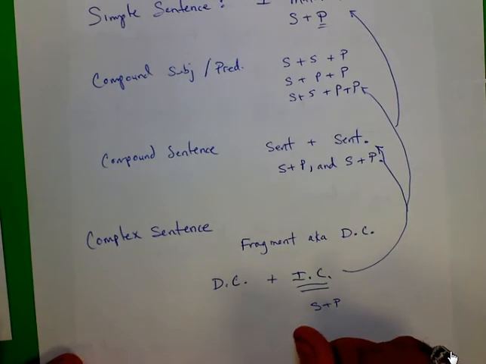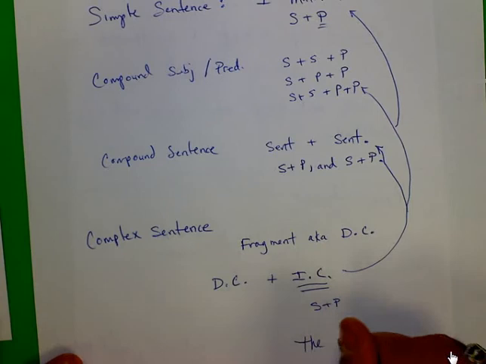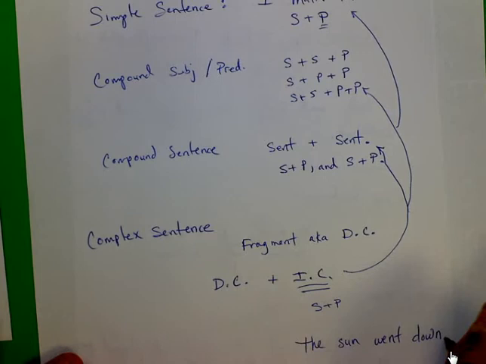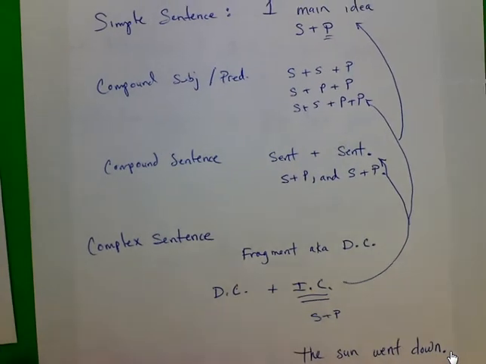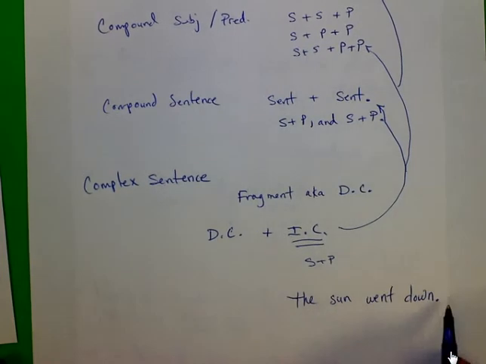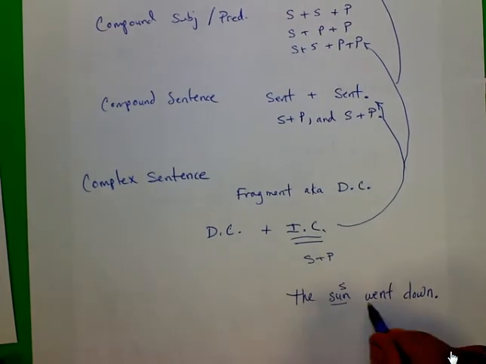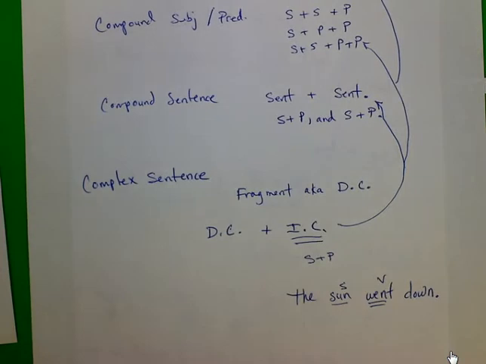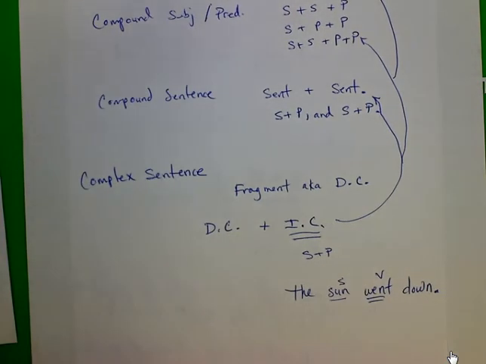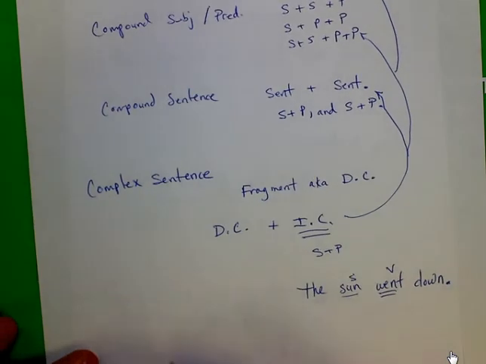Let's say the sun went down, period, okay? That's my simple sentence, and you're going to say, well, wait a minute, you didn't capitalize that. Well, I did that on purpose. The sun went down. I have a subject, and here's my verb. That's a perfectly fine main idea with a period at the end. Now, how can I put a dependent clause in the front of that? Well, let's think. I had an idea.